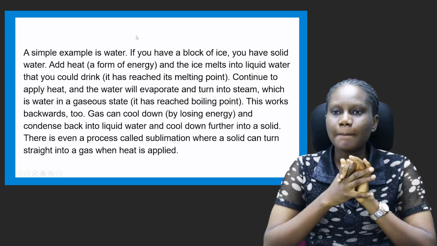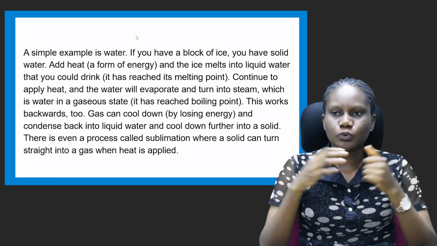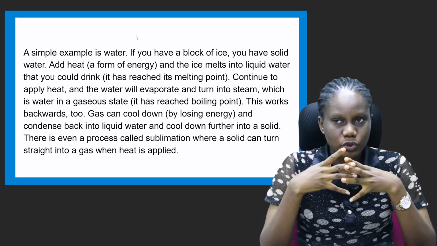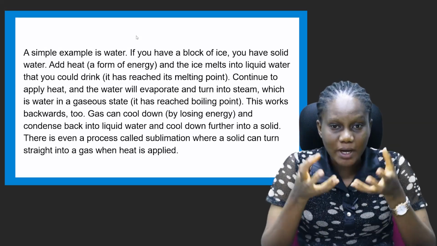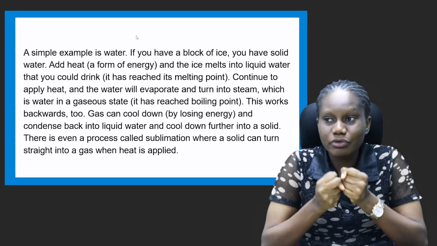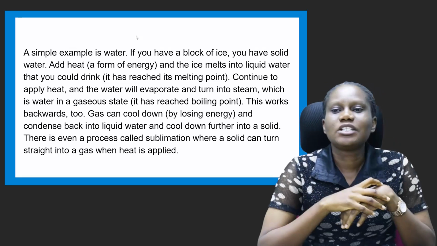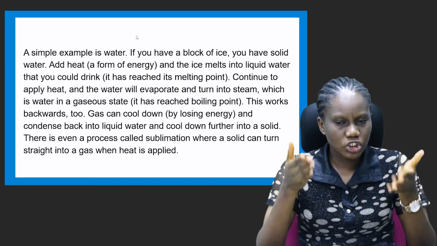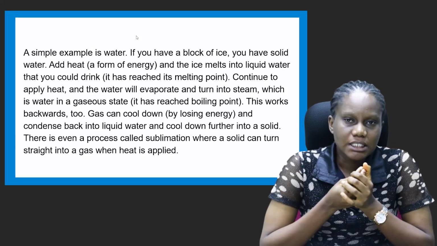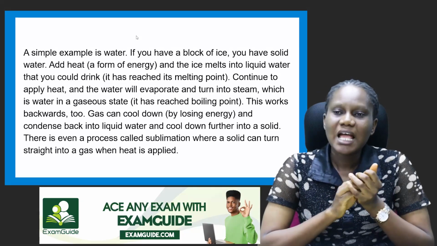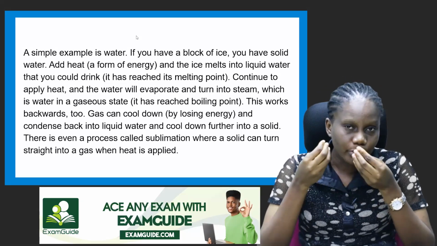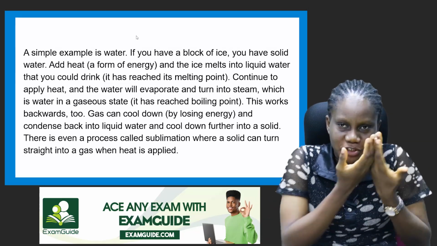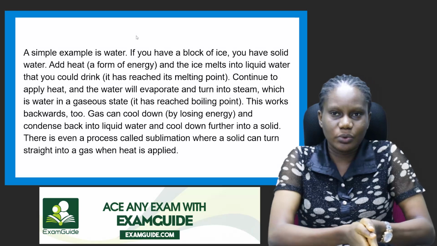We're going to be using water for our illustration. If you have a block of ice, you have solid water. A block of ice is very chill, very cold and hard. So what do you do to change its state? You add heat. Heat is a form of energy. And the ice melts. The block of water you have will melt into a liquid. So you have changed it from its solid state to a liquid state.